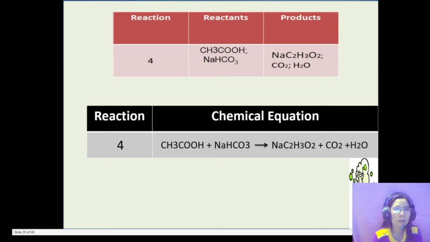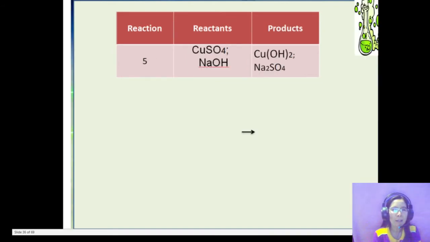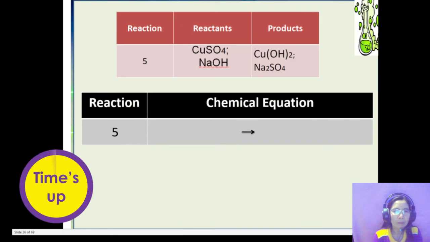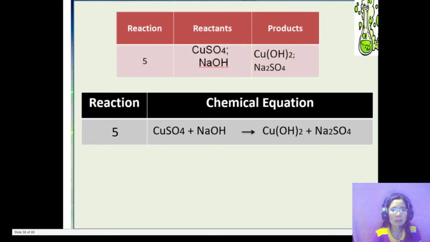How many got the correct answer for this reaction number 4? Okay, very good. Still, many of you got the correct answer. Let's go to the last one. Write the chemical equation for the reaction number 5. 2 seconds starts now. Time is up. Okay, this is now the correct answer. We have 2 reactants and we have 2 products. Copper sulfate and sodium hydroxide are the reactants, and the products are the copper 2 hydroxide and the sodium sulfate. So, congratulations, you're able to write chemical equations out of the chemical reactions that we observed just a while ago.